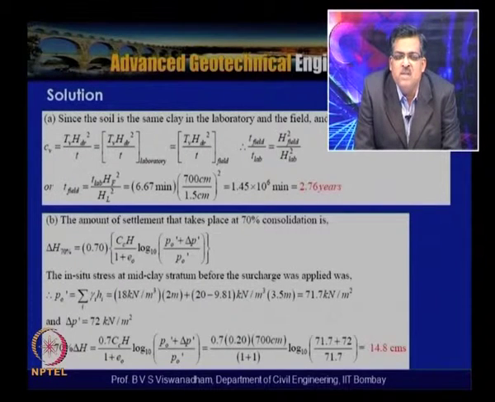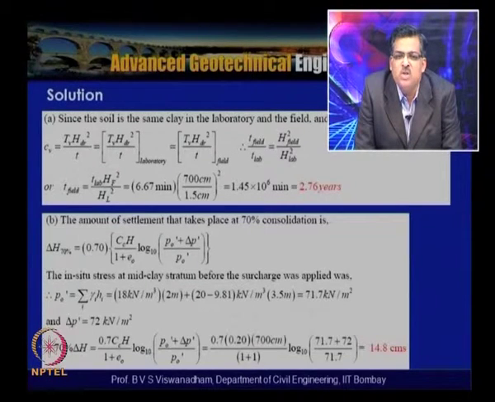So, we can write Cv is equal to Tv HDR square by small t, and because Cv in the laboratory is equal to Cv in the field, they are the same. So, Tv HDR square by t laboratory is equal to Tv HDR square by t field. With that, we get t field by t laboratory is equal to H field square by H laboratory square. So, t field can be obtained like this: t lab into HF square by HL square.